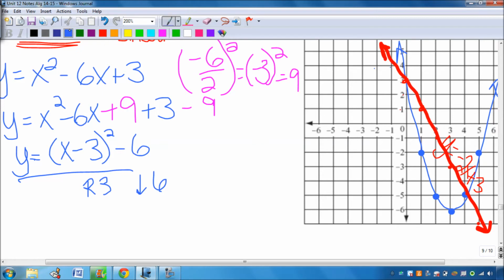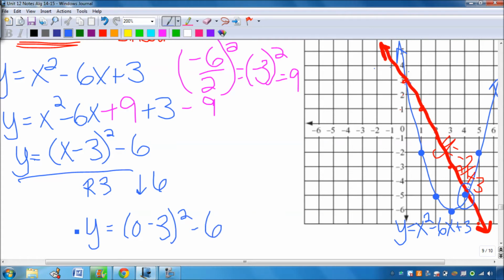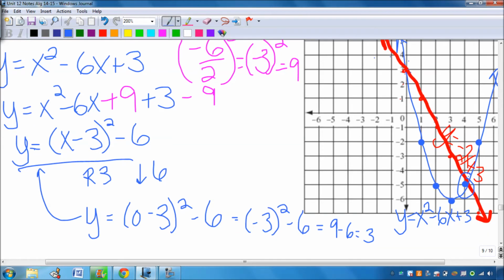But we don't have our second value. We know for sure they intersected here. Our second intersection point, however, we're not 100% sure about because we didn't actually have a point right here for our parabola. So I'm going to see if it really works when x equals 0. So y equals 0 minus 3 quantity squared minus 6. All I'm doing right now is plugging it into my function. So I get negative 3 squared minus 6. So I end up getting 9 minus 6, which is 3. So 0, 3 is a point on my parabola.